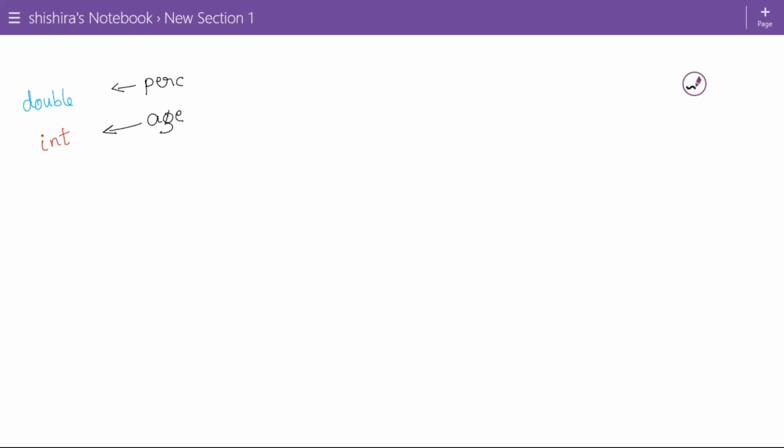What are the two things that you can do with a variable? Whenever you have a variable, let's say double percentage, integer age, what is a variable? Please understand it. A variable is a data holder. What is the name of this variable? Age. Similarly, I have one more variable called percentage.